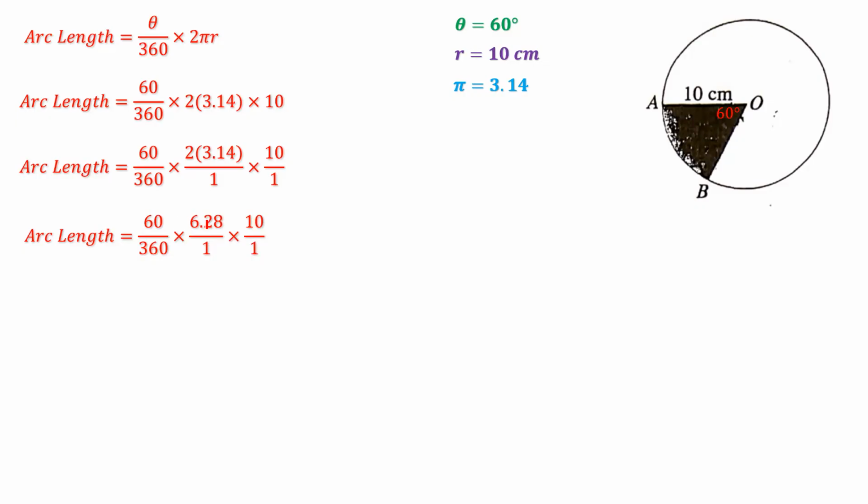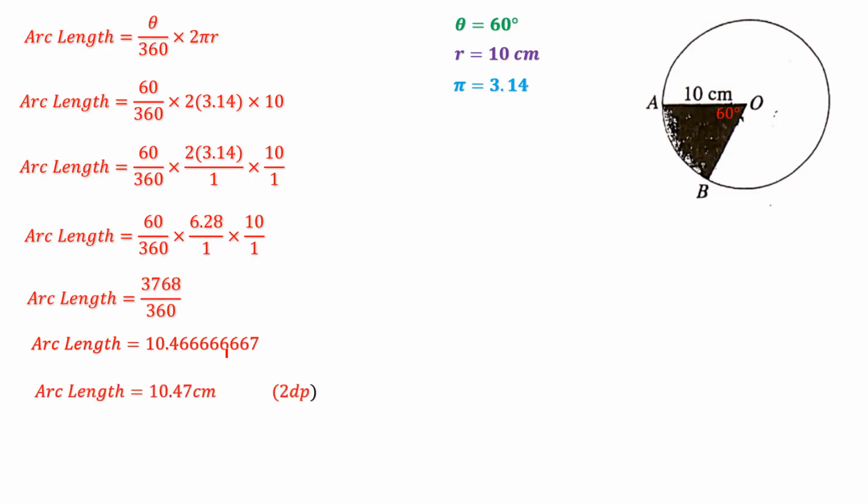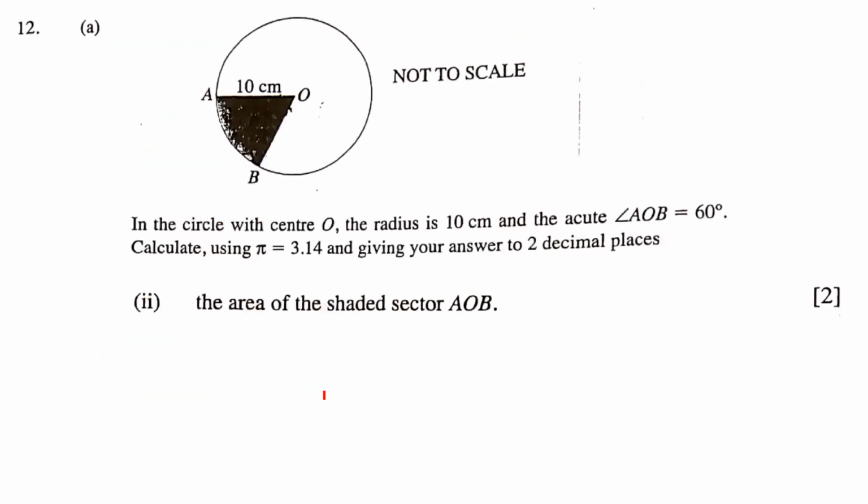60 times 6.28 times 10 is going to be 3,768 divided by 360, and we get 10.466666 and continuing. If we round it to 2 decimal places, we get 10.47. And so the arc length, correct to 2 decimal places, is 10.47 centimeters. Okay, let's move on to the next question.